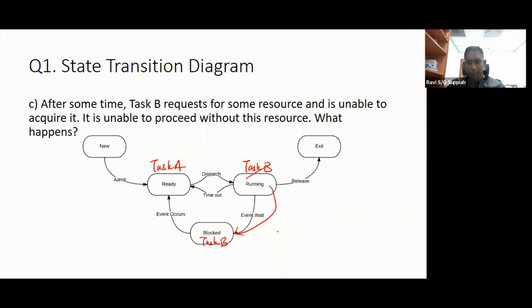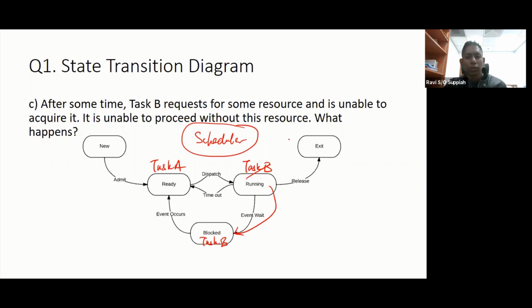Then what will happen? Is there anything else that will happen? The moment a task exits the running state, who will come in? Our manager will come in. Who's the manager? The scheduler. Every time there is going to be some transition, the scheduler will be invoked.